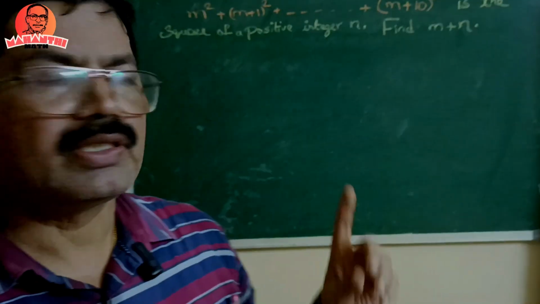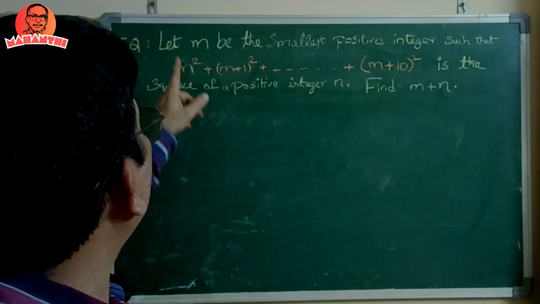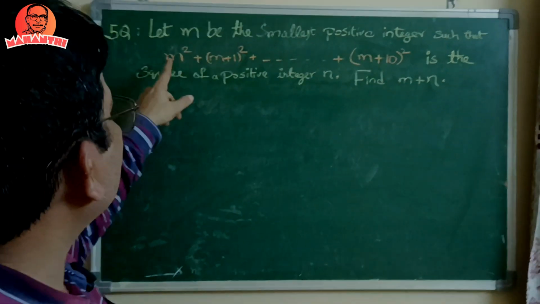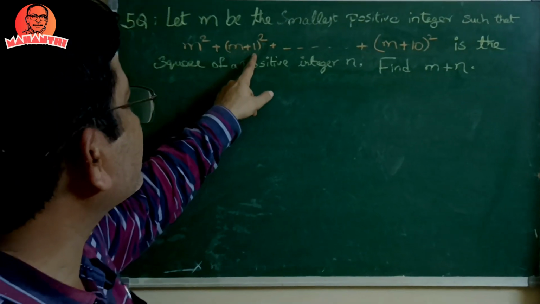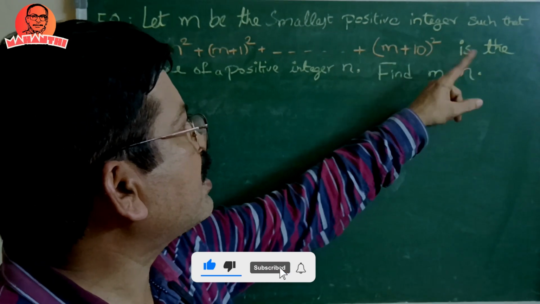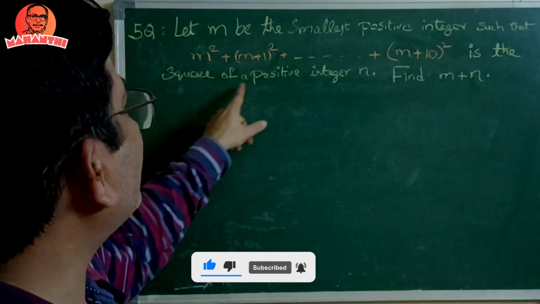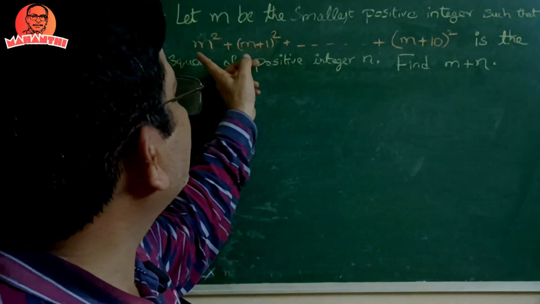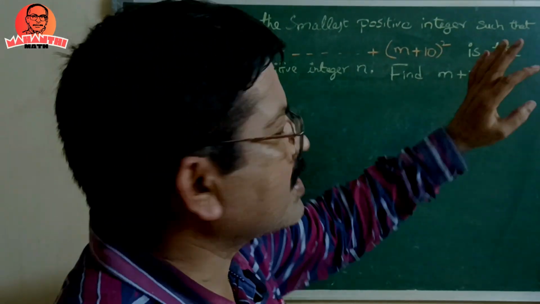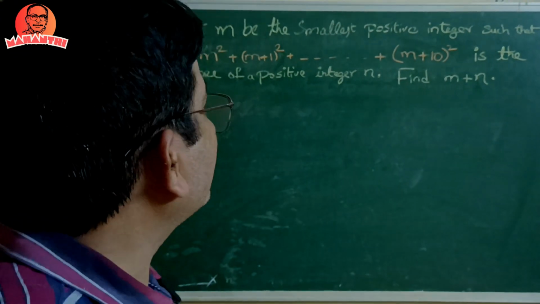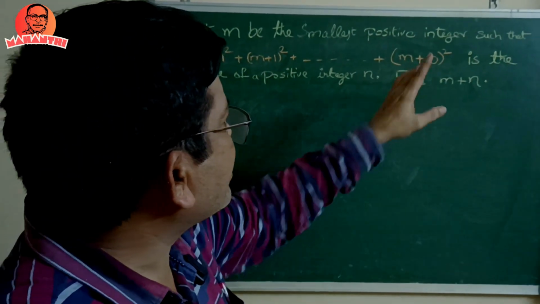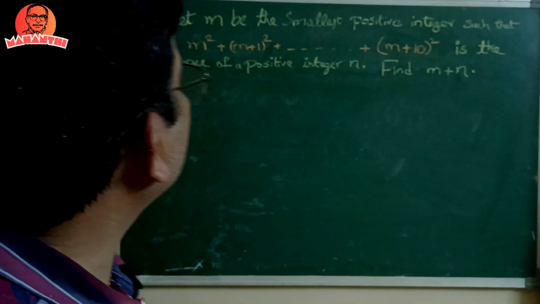See our next question. Let m be the smallest positive integer such that (m² + 1)... the sum (m+1)² + (m+2)² and so on up to (m+10)² is the square of a positive integer n. Means the sum must be a perfect square. Find m plus n. Here you see (m+1)² plus up to (m+10)² we have to take.